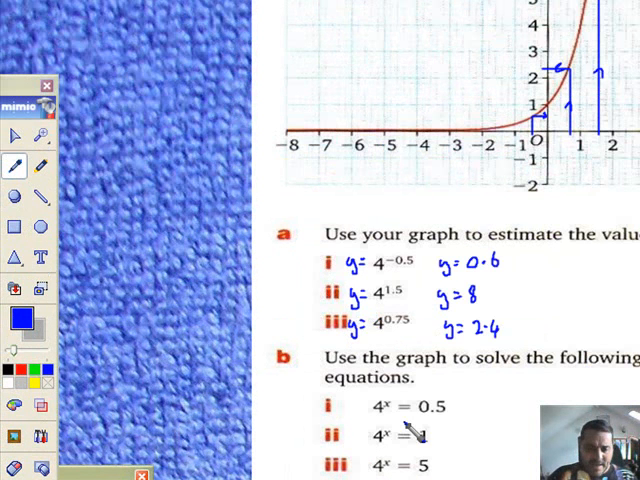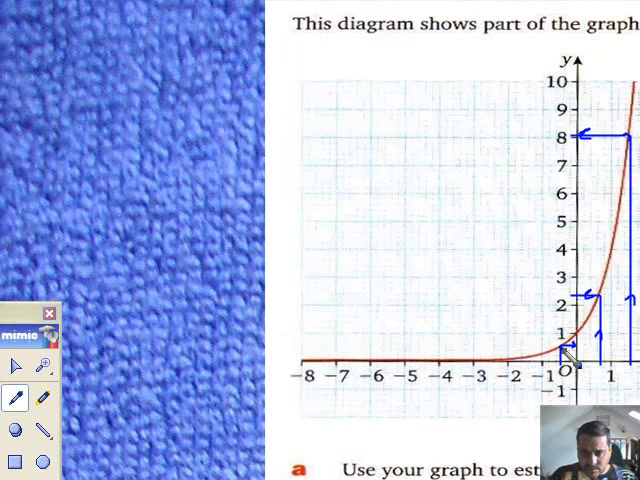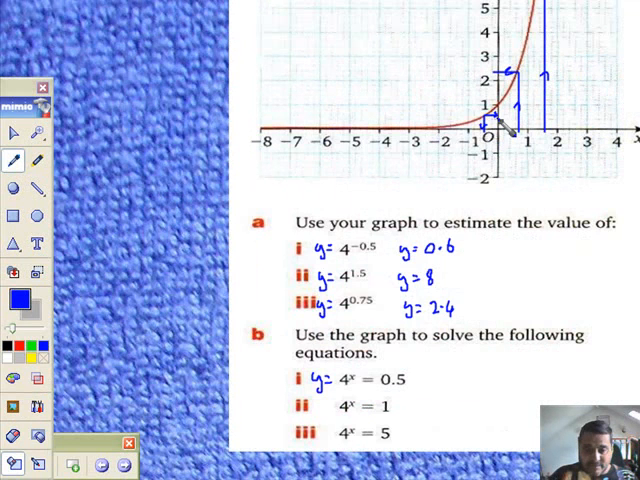This time we're working backwards. We've got y equals 4 to the power of x, and therefore I've got to draw on the line y equals 0.5. Again, quite hard to judge this. So 0.5 is going to be about here. So it's almost this one repeated, isn't it? So I'm going to go with minus 0.5. So x equals minus 0.5.